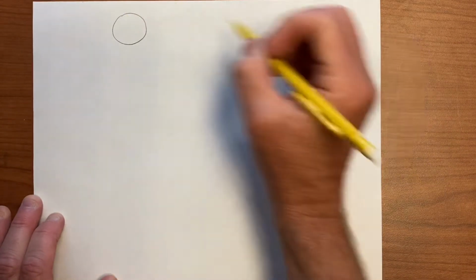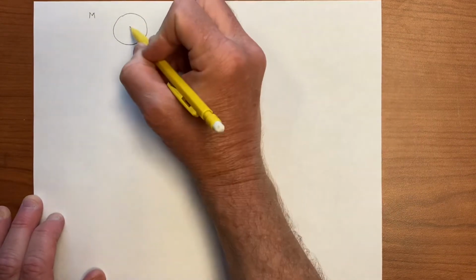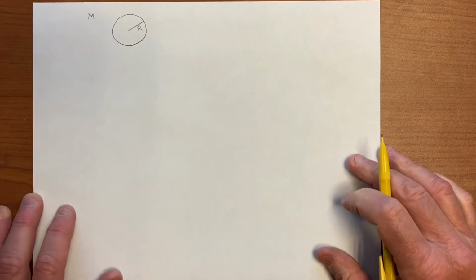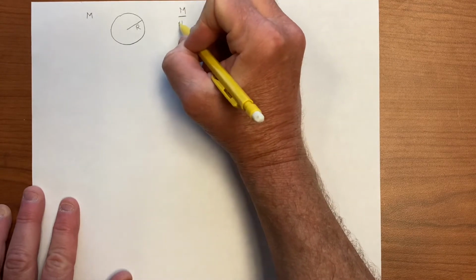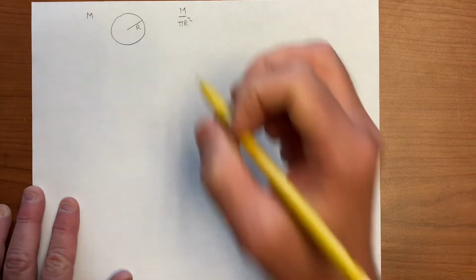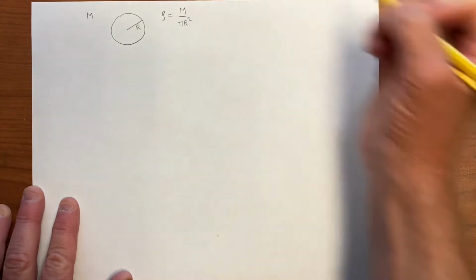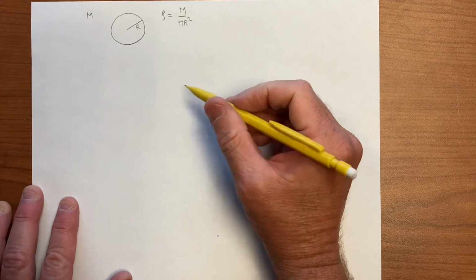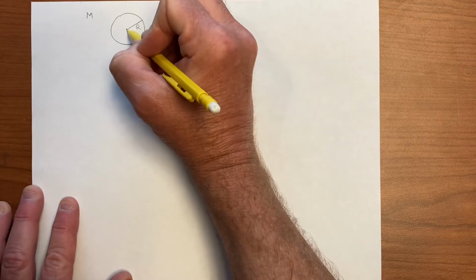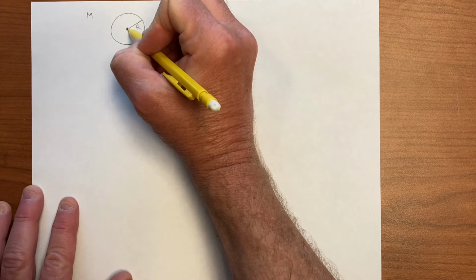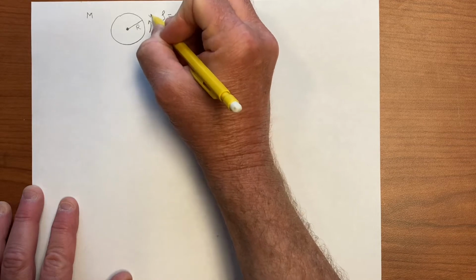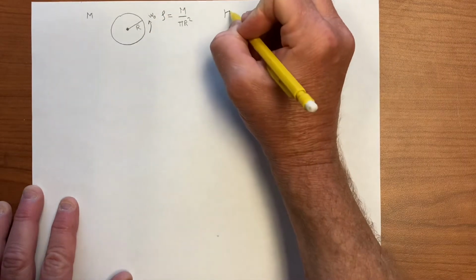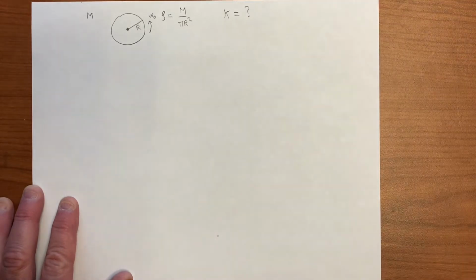So I'm drawing a disk of mass m and radius capital R, and let's say that the mass is uniformly distributed, so there's a mass density m over the area, which is pi r squared. That's the density of this disk. And let's say that it's rotating. There's a hole here, there's an axis through there, there's no friction, it rotates at an angular speed omega naught, and let's say that we want the kinetic energy of this object.